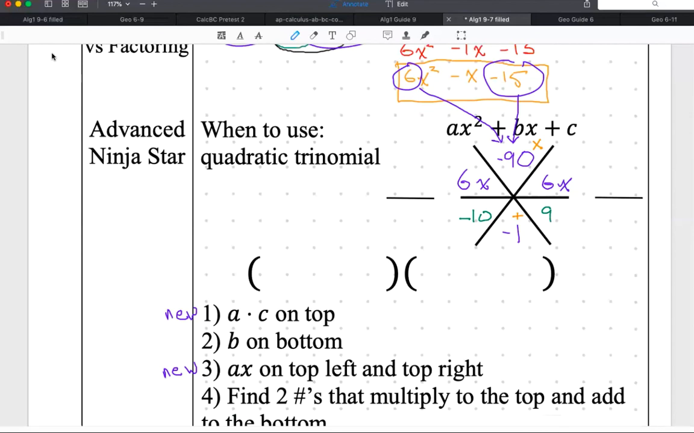So in our old method, we were done. Like, that was the answer. I write 6x minus 10 and 6x plus 9. I rewrite this entire fraction. So right now, this is incorrect. Please do not copy this down. Theoretically, I would write down 6x minus 10 and 6x plus 9. That's not correct, though.